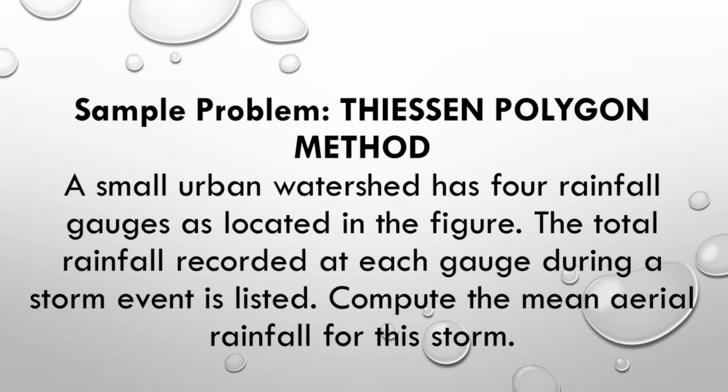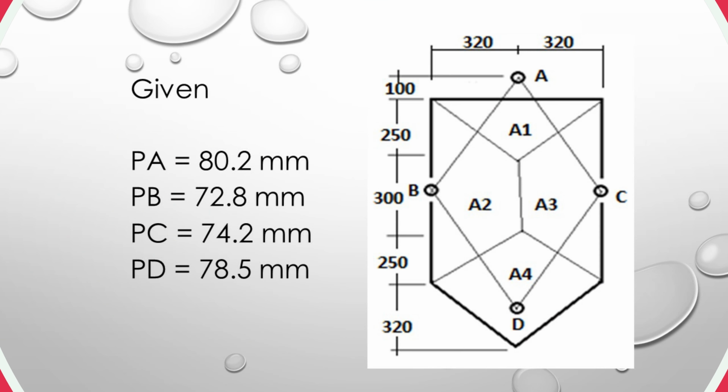Let's try sample problem number 5. A small urban watershed has 4 rainfall gauges as located in the figure. The total rainfall recorded at each gauge during a storm event is listed. Compute the mean areal rainfall for the storm using the Thiessen polygon method. For station A, the precipitation is 80.2 millimeters. Station B, 72.8 millimeters. Station C, 74.2 millimeters. And station D is 78.5 millimeters.